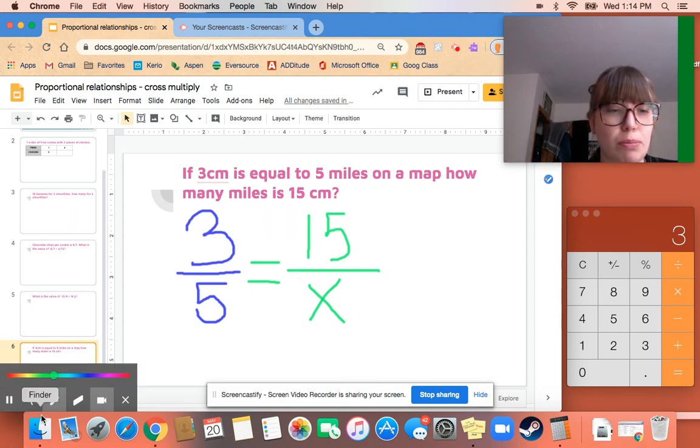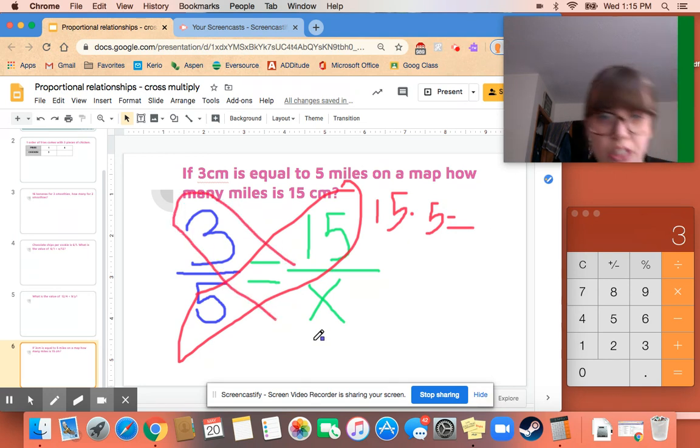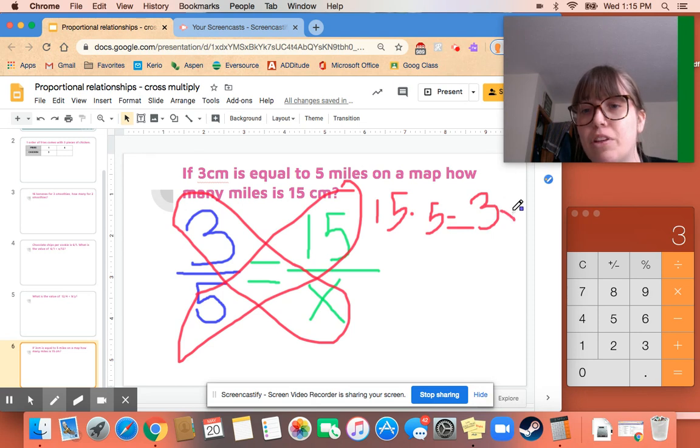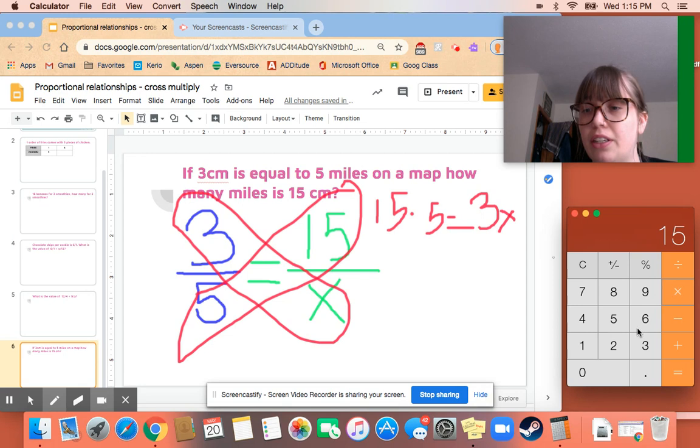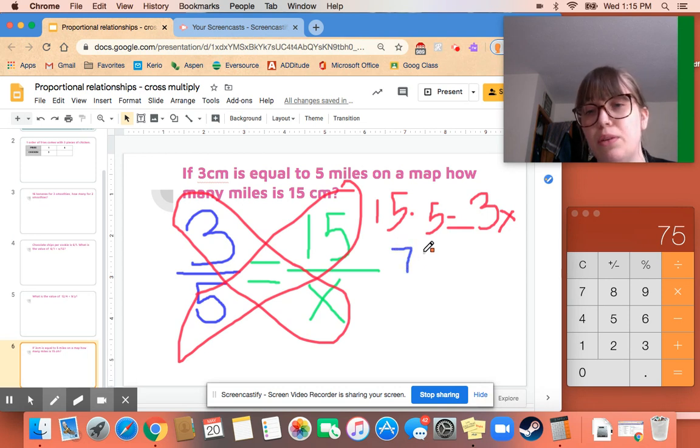Let's do our cross multiply. 15 times 5. I don't know that one in my head. I could probably figure it out. 15 times 5 is going to be equal to, you might be getting good at this and not even need to do all this circling, but sometimes it's helpful to organize your thinking that way. 15 times 5 equals 3x. Let's do 15 times 5 in the calculator. 75. Great. So I've got 75 is going to be equal to 3x.